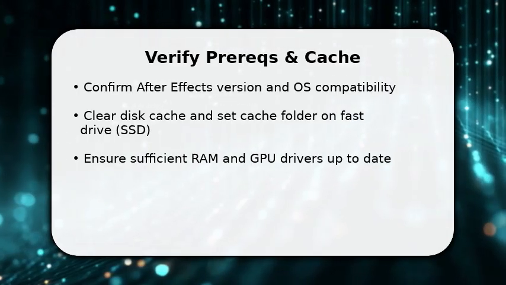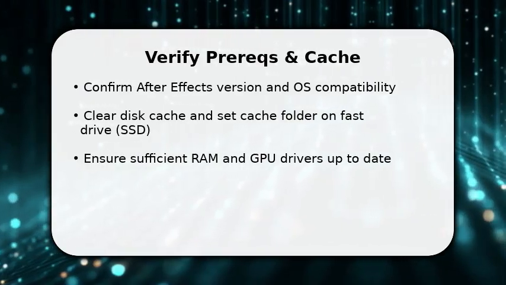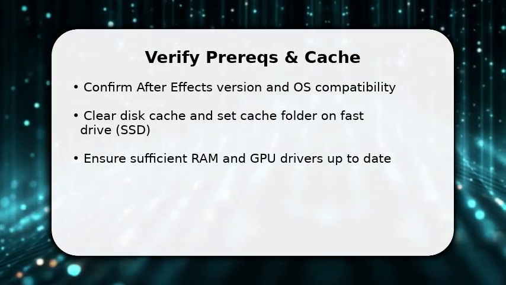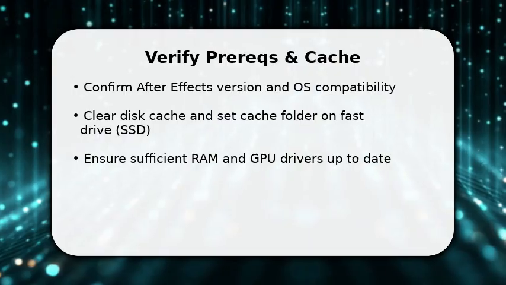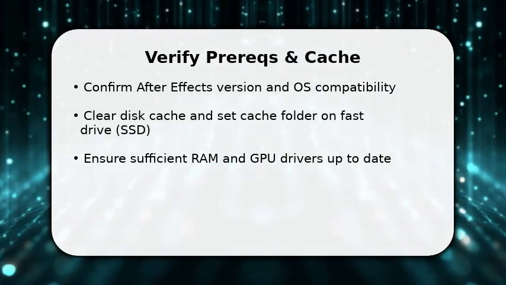Once done, clear the disk cache and point the cache to an SSD for faster scrubbing. Make sure enough RAM is allocated in Preferences so frames can render. This prevents frequent cache misses. These steps eliminate common blockers before deeper troubleshooting.